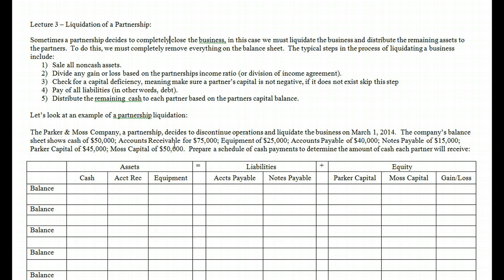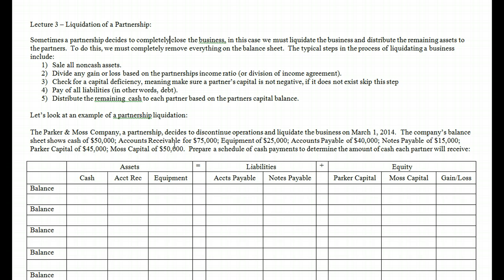In other words, when you look at the balance sheet, remember the balance sheet is equivalent to the accounting equation, assets equals liabilities plus owner's equity. Once it's fully liquidated, everything should be zero. A business that does not exist cannot have assets. And if there are no assets, then there can be no claims against those assets. So that means there can be no debt and no equity, okay? So everything on the balance sheet must come to zero.